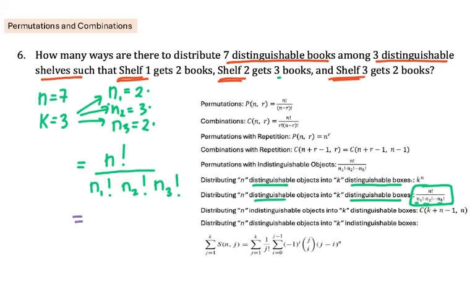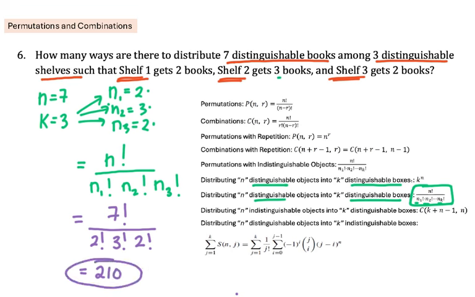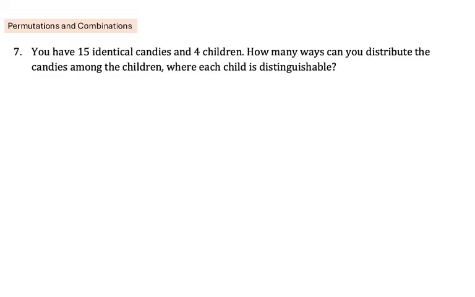So in this particular case, we've got the 7 books, but on the first shelf, we have 2 of the books, so 2 factorial. Second shelf, 3 books, 3 factorial. Third shelf, 2 books, that's 2 factorial. And we get a final answer of 210 ways to distribute those 7 items on those 3 shelves, given these specific specifications they gave.